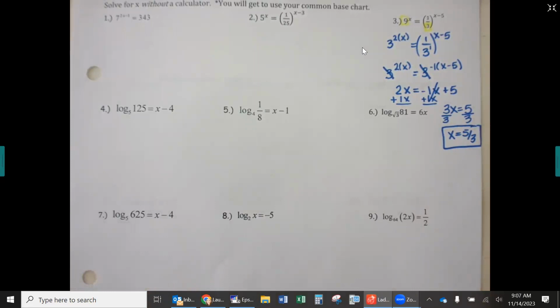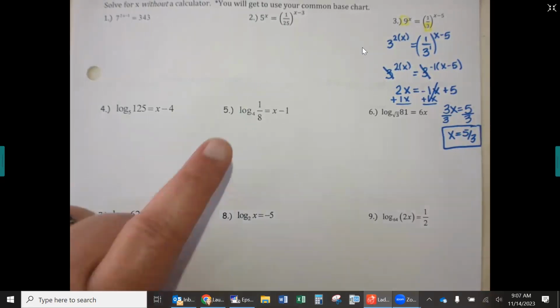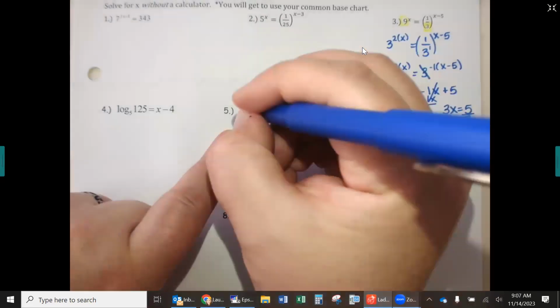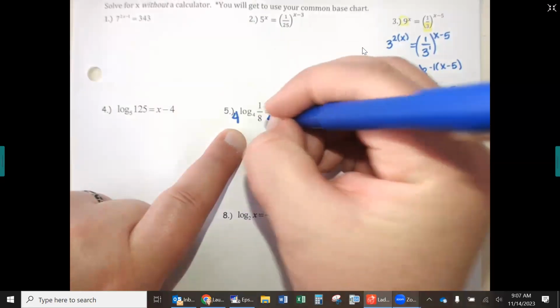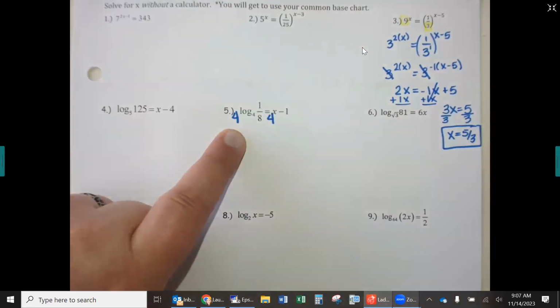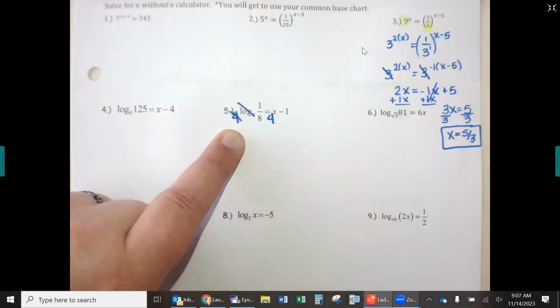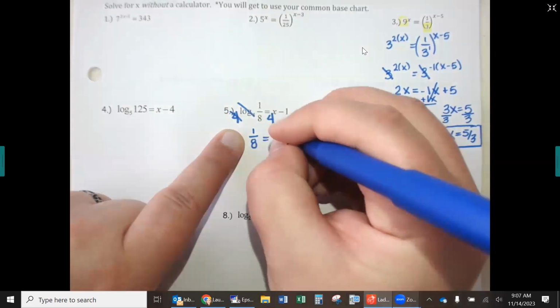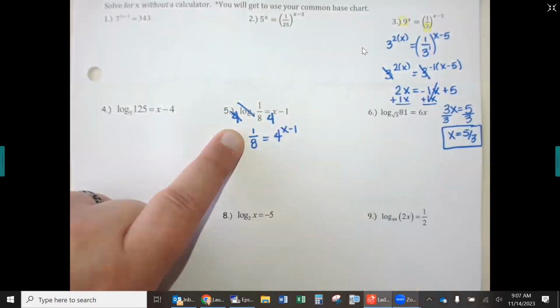Next one, let's do number 5, please. Number 5, how do I get rid of a log little 4 or a log base 4? We do a big 4. So big 4, big 4. And then remember, log little 4 and big 4, I'm going to cross out. And I'm going to have 1 over 8 equals 4 to the x minus 1.